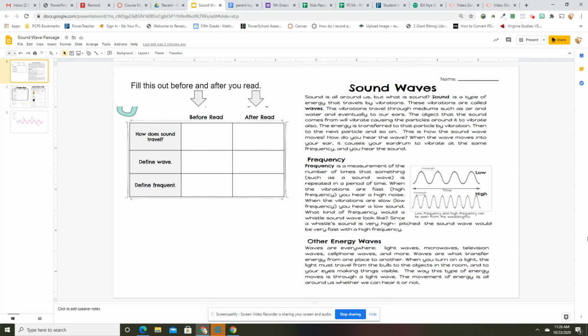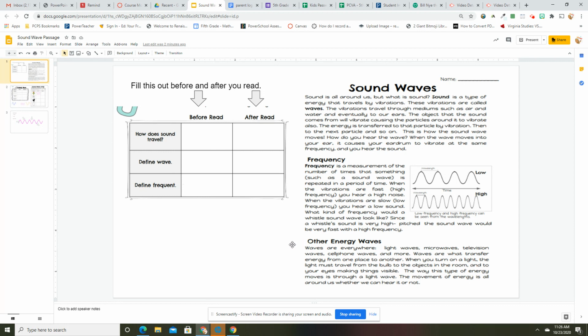What kind of frequency would a whistle sound look like? Since a whistle sound is very high pitched, the sound wave would be very fast with a high frequency. All right, and if you look right here, it's got low frequency, high frequency. Low frequency and high frequency can be seen from the wavelengths.